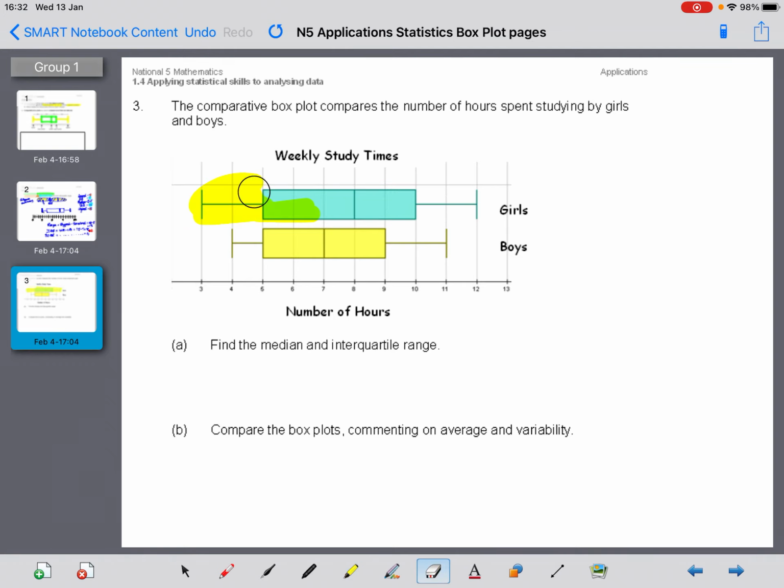Okay. So, what do we have to find out? Find the median and the interquartile range. Now, you're going to have 2 sets of information. You're going to have it for the girls and you're going to have it for the boys. Okay, so we're going to have the girls' median. Now, that's dead simple to find on a box plot. Right, we don't have to work it out, it's there.